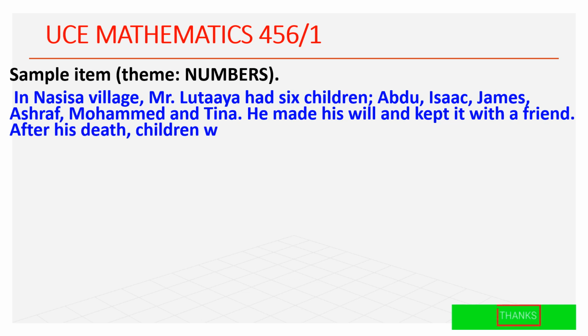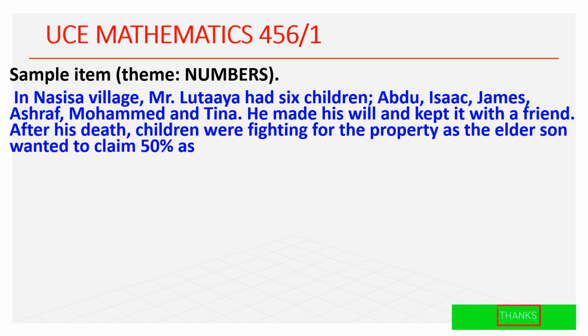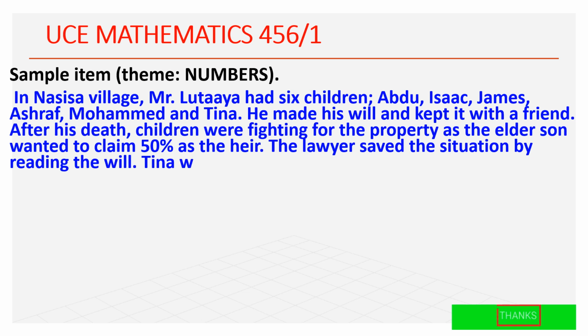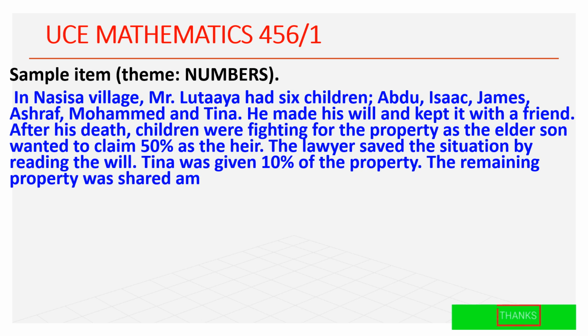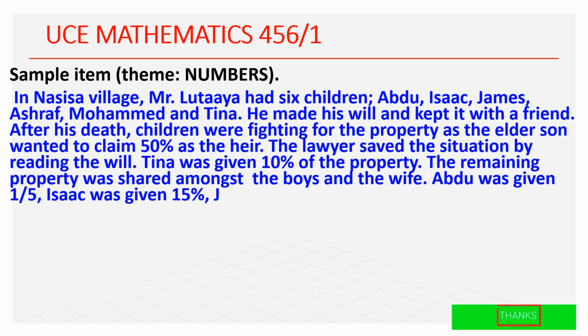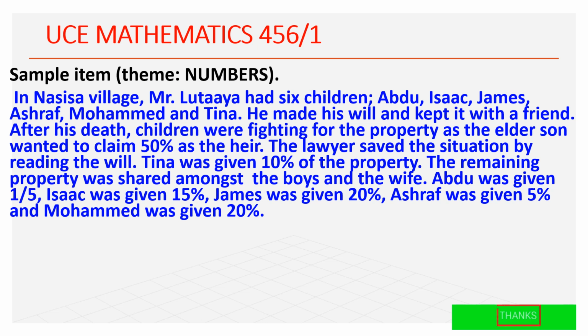Here we go. In Nassa village, Mr. Lutaya had 6 children: Abdul, Isaac, James, Ashraf, Muhammad and Tina. He made his will and kept it with a friend. After his death, children were fighting for the property, as the elder son wanted to claim 50% as the heir. The lawyer saved the situation by reading the will. Tina was given 10% of the property, and the remaining property was shared amongst the boys and the wife.